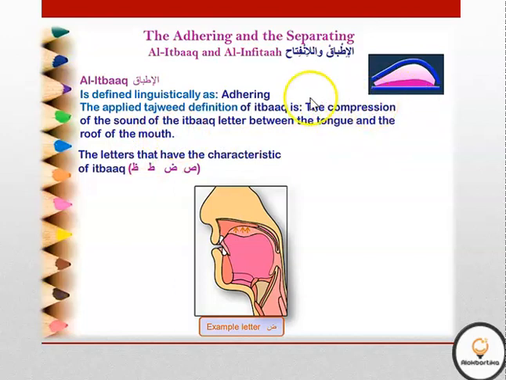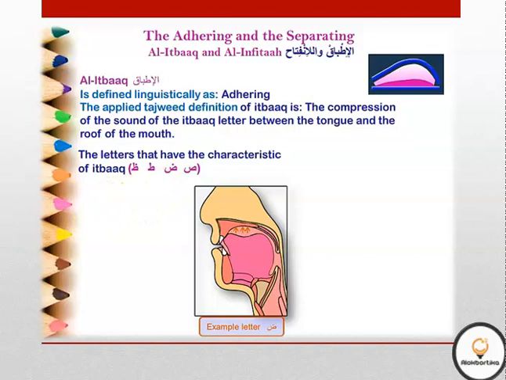So it is creating a compression sound between the tongue and the roof of the mouth, like this. So we are raising our front and back part of the tongue together, okay, and we are, what I can say, keeping our breath stuck in the middle of the mouth, in this portion. So for this reason, these 4 letters are heavier in the group of isti'ala characteristics.